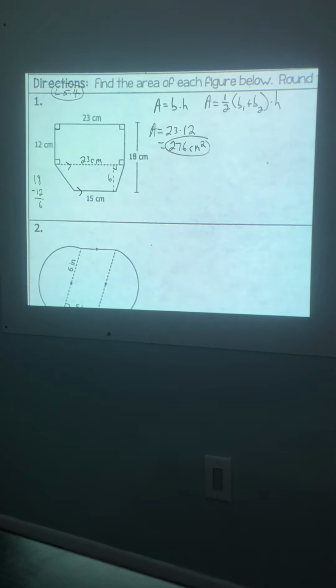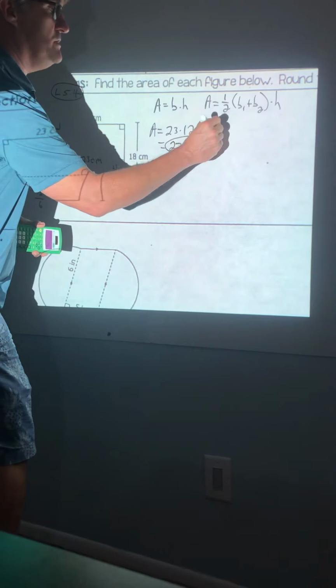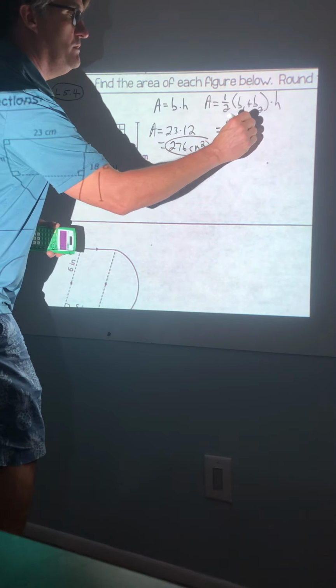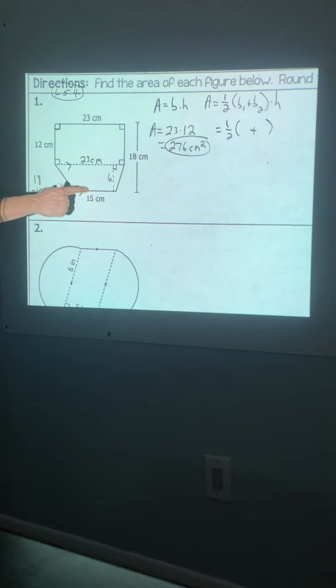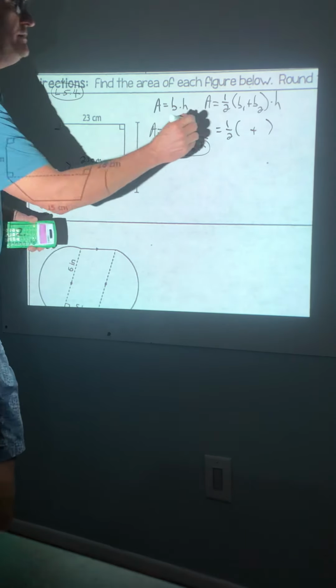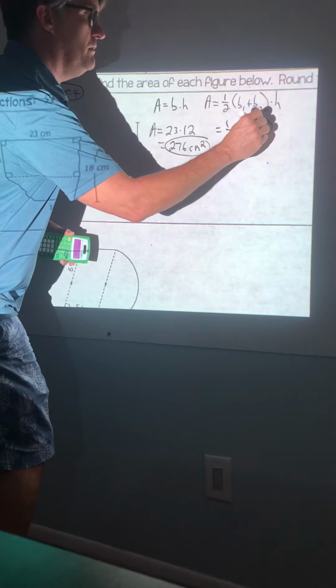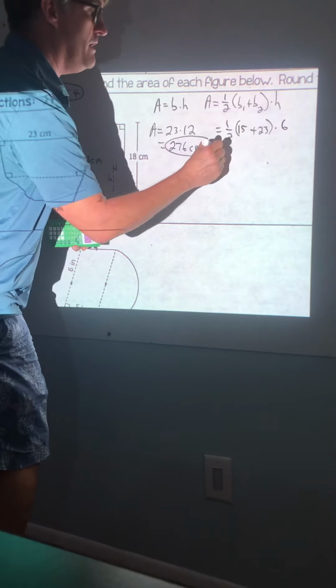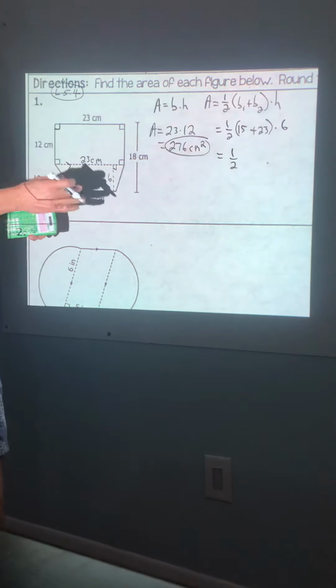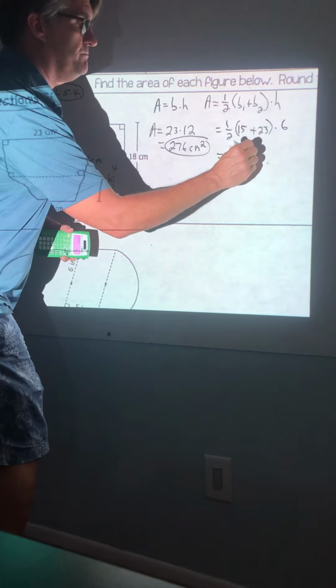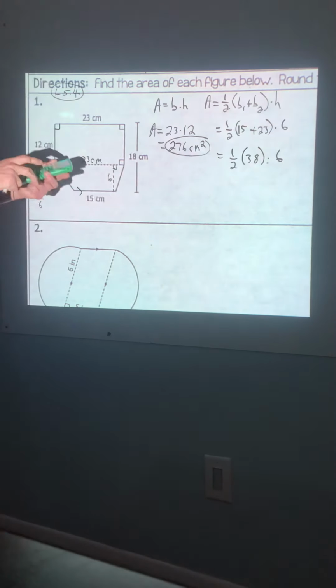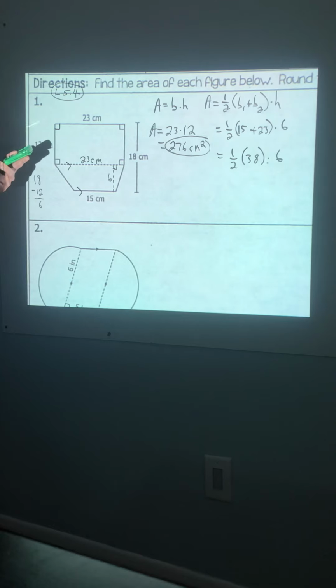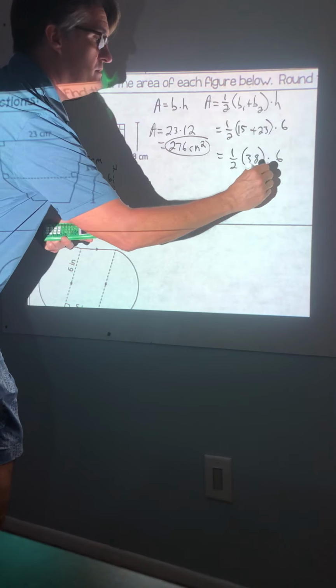All right, now we can go ahead and plug and chug into our trapezoid formula. So equals, leave the 1/2 alone. Your bases, remember, are going to be the 15 and 23 because they're the parallel sides. And then the height was that 6 that we wrote in there. Remember to do the parentheses first. So 23, 33, 38. I would just type it in like it is, 0.5 times 38 times 6. You're going to get an area of 114 centimeters squared.